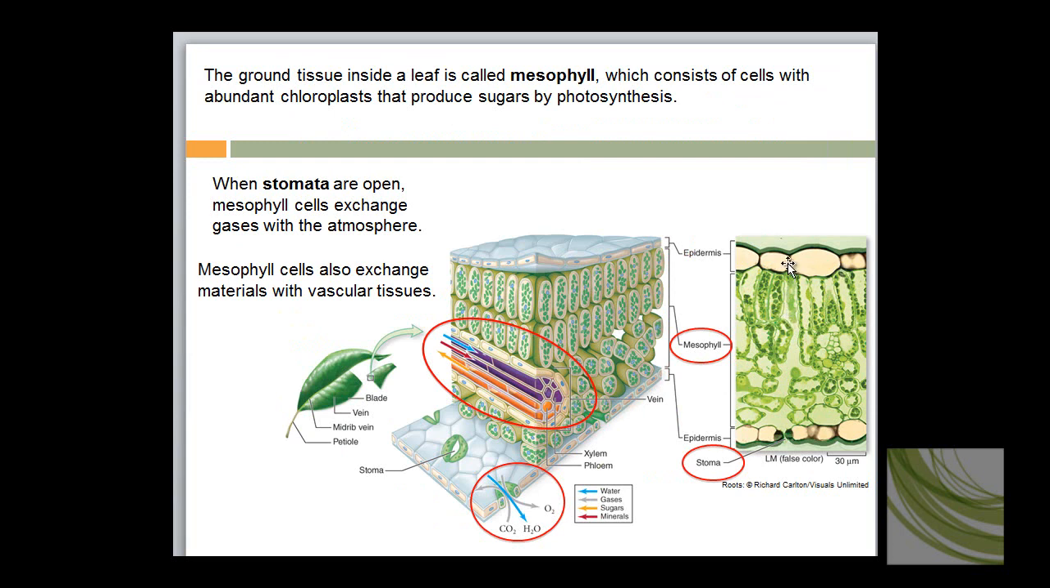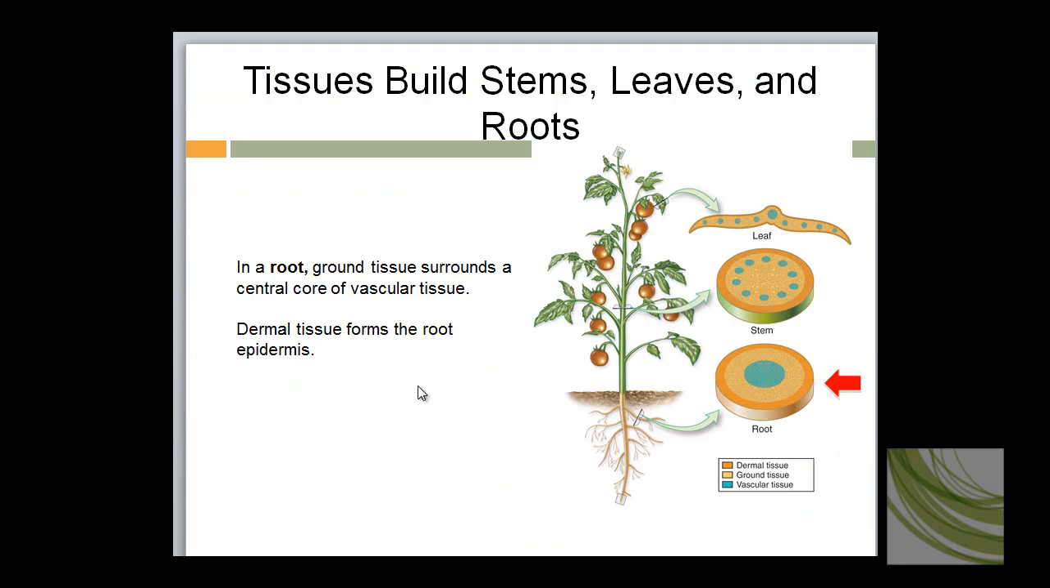Mesophyll, here's a leaf. This is a cross section of a leaf. This is the waxy, the little green layer on top is the waxy cuticle. This is the epidermis. Here you can see a stomata or opening. Okay. The root surrounds a central core of vascular tissue.